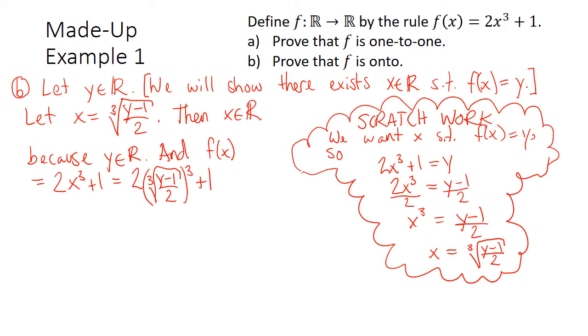Oops, that's a cube root there. Okay, and then I'm just going to simplify this. So this is going to be 2 times, so the cube and the cube root cancel. And then the multiplication by 2 and division by 2 cancel. And then minus 1 and plus 1 cancel. Okay, and you are done.